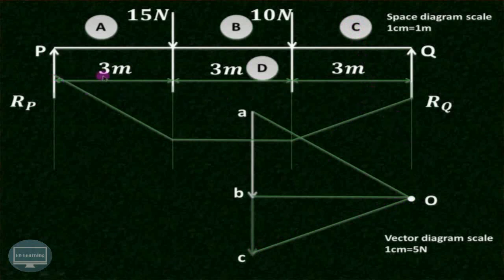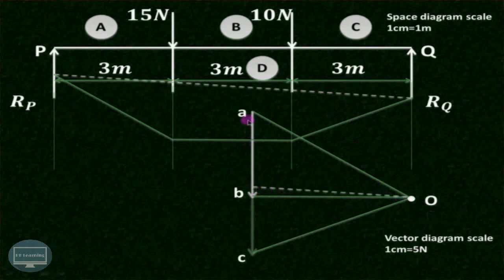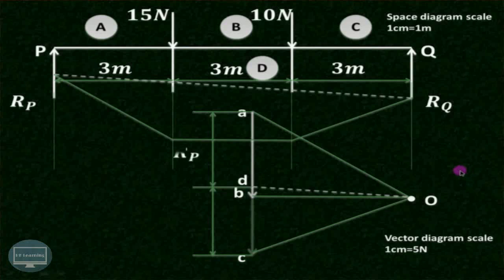Now we'll join this starting point and this end point by a dotted line, and then draw a line parallel to this line from O. Wherever it intersects this particular line, that is your point D. As we have already seen, this AD is representing RP, and CD or DC is representing RQ. So this AD length by scale will represent the reaction at P, that is RP, and DC by scale will represent the reaction at Q, that is RQ.